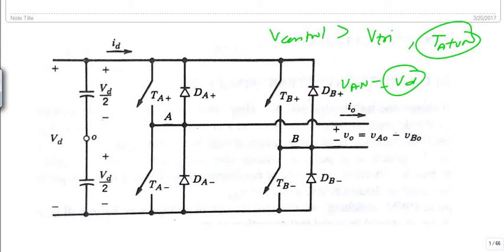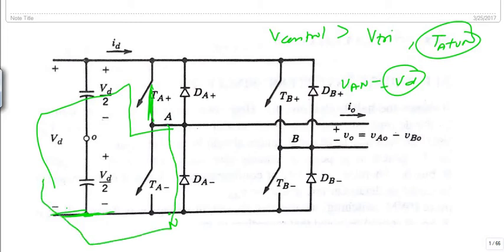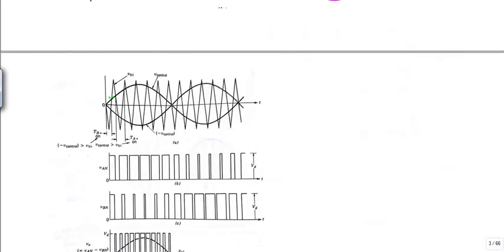What is this neutral point? And is this neutral point? This is the negative bus voltage, DC bus voltage. So if this Ta plus is on, this is Van. In this loop we can get minus of Vd plus Van, this must be equal to 0. So Van should be equal to plus Vd.